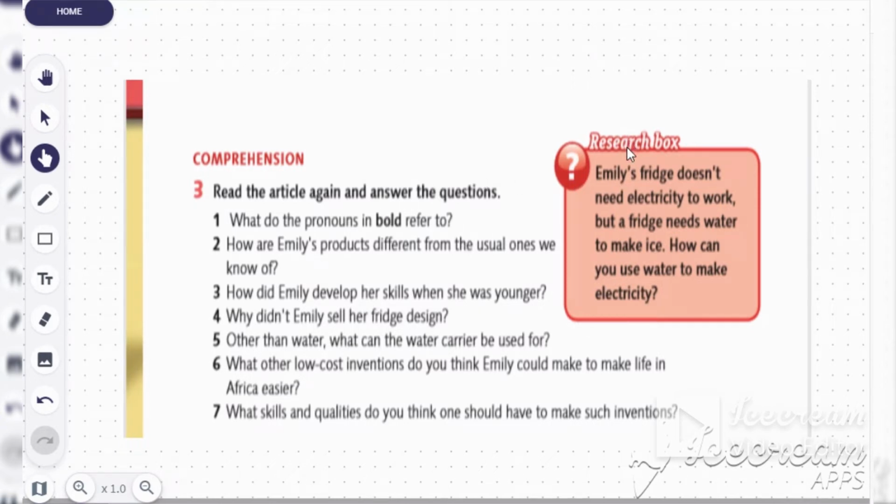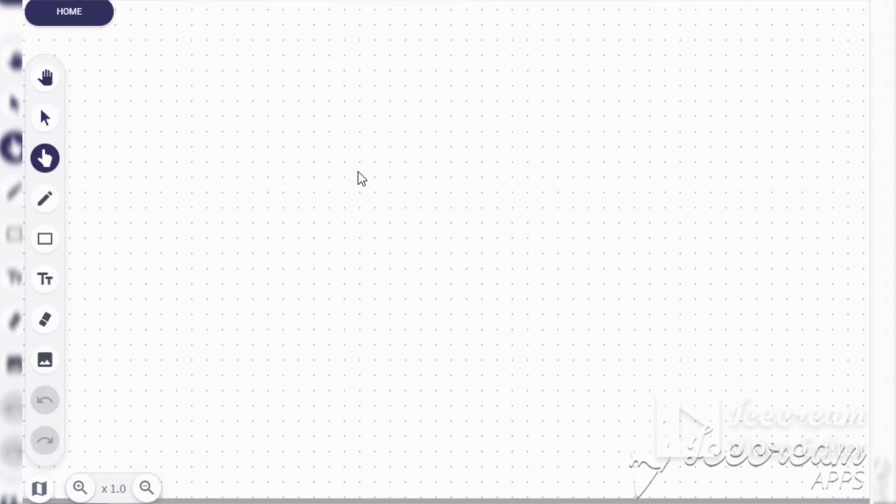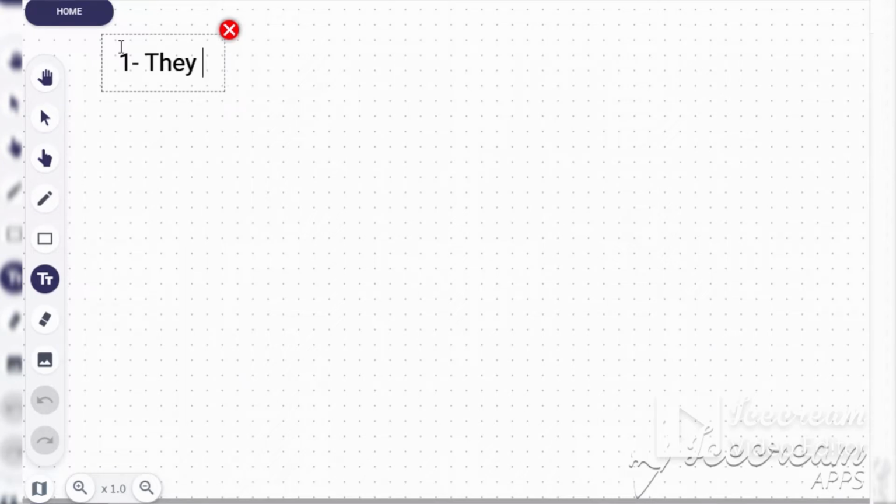Read the article again and answer the questions. What do the pronouns in bold refer to? I've written them. Now I'll write the answers for you, so you will write them in your notebook. Number 1. They refers to people.